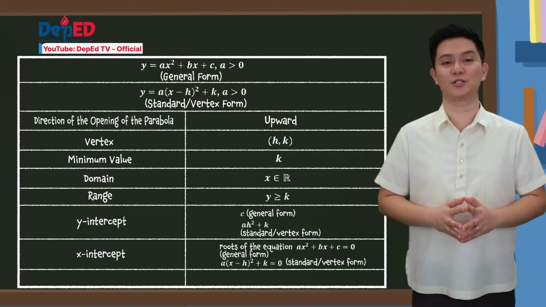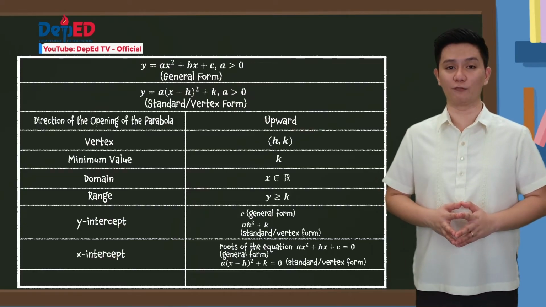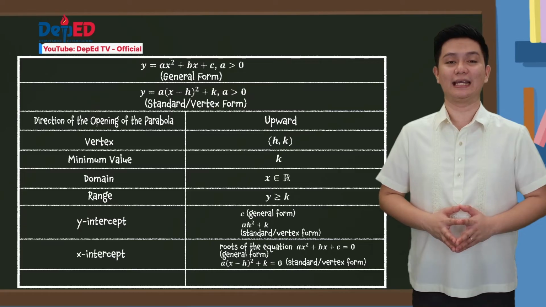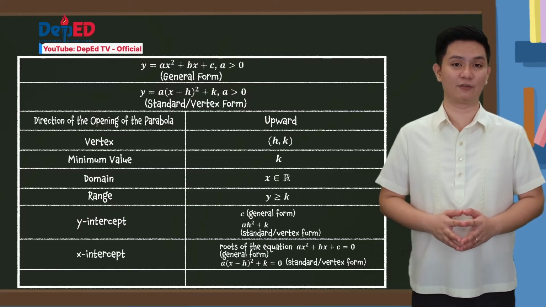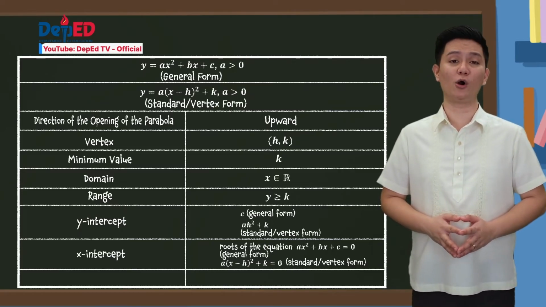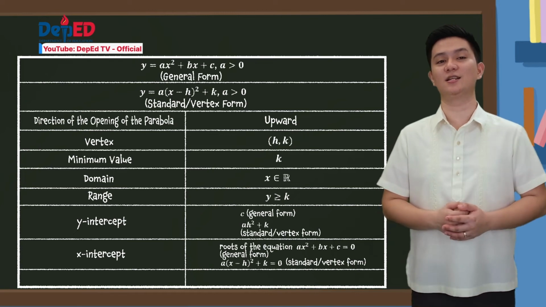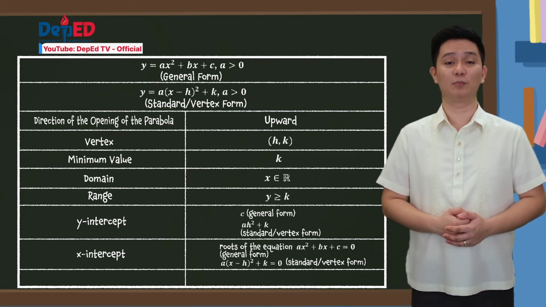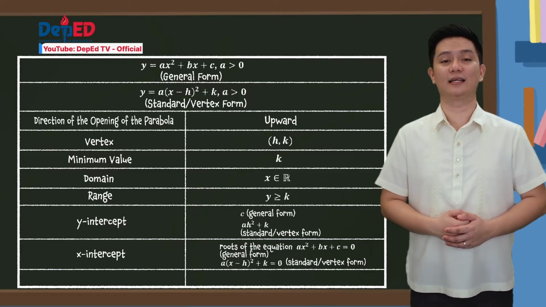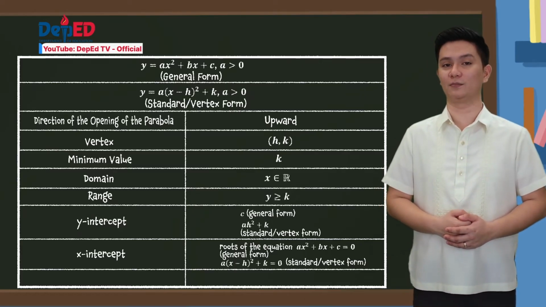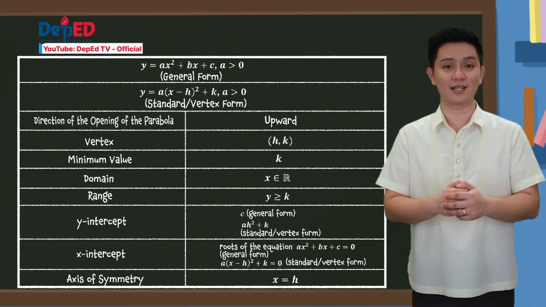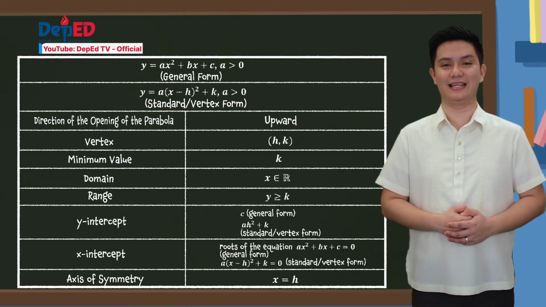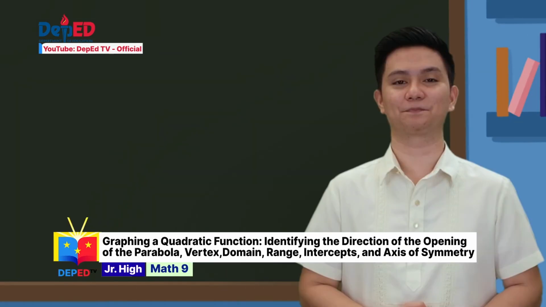The x-intercepts are obtained by solving the equation ax squared plus bx plus c equals 0 derived from the general form, or by solving the equation a times the square of the binomial (x minus h) plus k equals 0 that is derived from the vertex form. And lastly, the axis of symmetry is described by the equation x equals h.